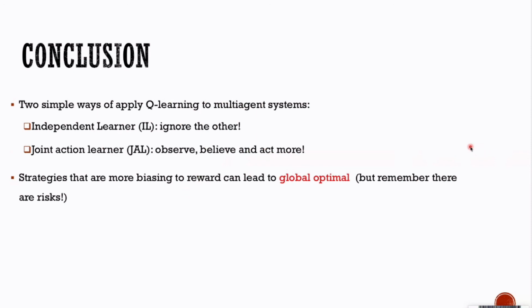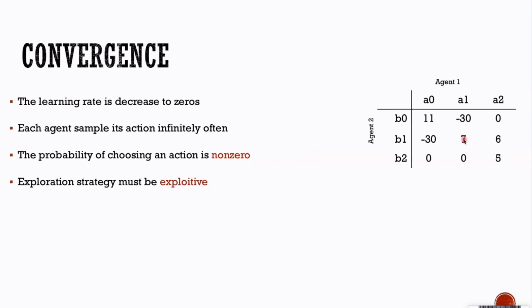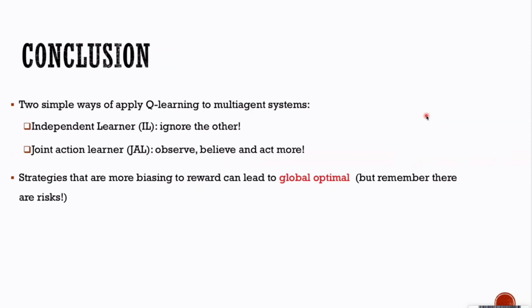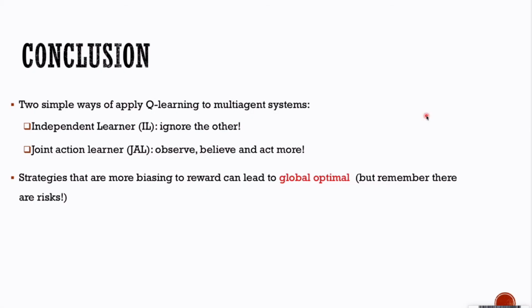And one more thing is that we can come up with strategies that are more biased toward the global optimum. In this case, we can derive a strategy biased toward the reward so that both of them can get from 7 to 11. So I guess that is all.